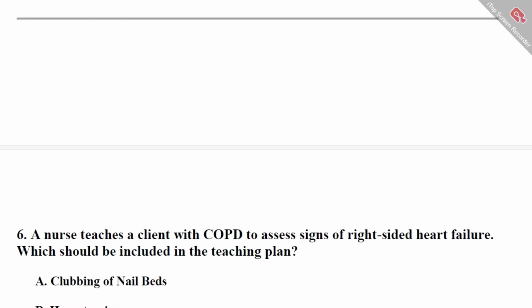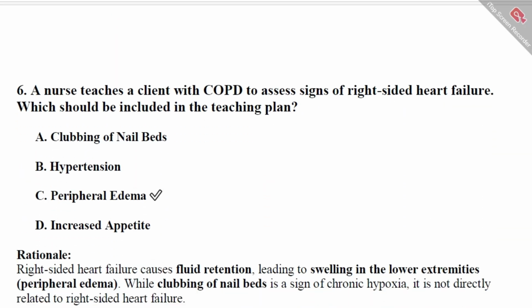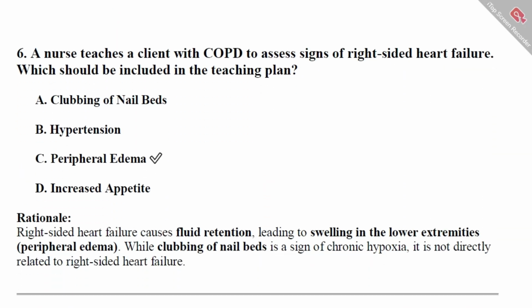Question number 6. A nurse teaches a client with COPD to assess signs of right-sided heart failure. Which should be included in the teaching plan? Option A, clubbing of nail beds. Option B, hypertension. Option C, peripheral edema. And option D, increased appetite. The correct option is option C.